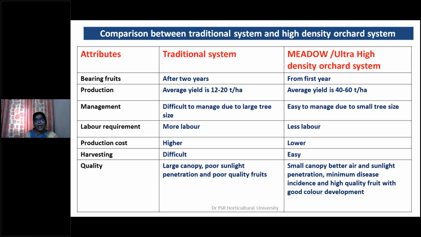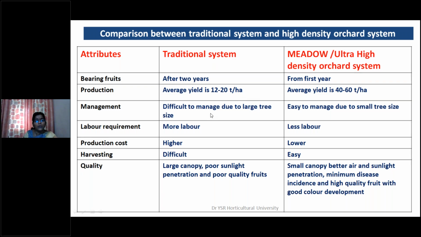If you see the comparison between the traditional method of planting and the high density planting system, if you take the bearing of fruits, in the traditional planting system we allow the plants to bear after 3 years, and we get commercial yields after 6 years. Whereas in high density and meadow orcharding, especially in meadow orcharding, we allow the plants to bear in the first year itself. And coming to production, the average yields are 12 to 20 tons per hectare in the traditional method of planting. Whereas in meadow and ultra high density planting, we get 40 to 60 tons per hectare. There is a double and 3 times increase in the yields.